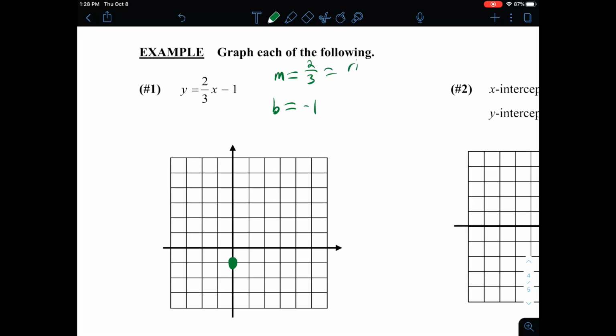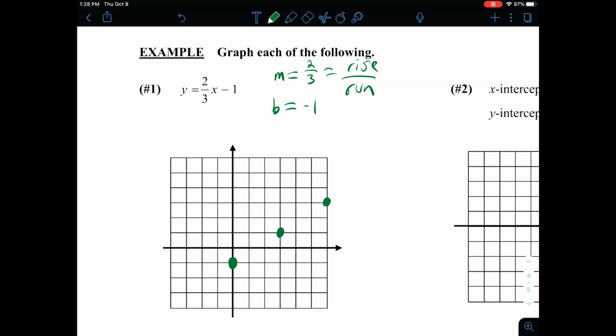Then our slope, we're going to use this. This is our rise over run. Rise over run, right? 2/3. So it's going to be a rise of 2. Is that up 2 or down 2? We're going to go up 2, and then we're going to go a run of 3. We're going to go right 3. If you go up 2 and left 3, that would actually be a negative 2/3 slope. You have to be careful. You always want to go to the right if possible. So we go up 2, right 3.